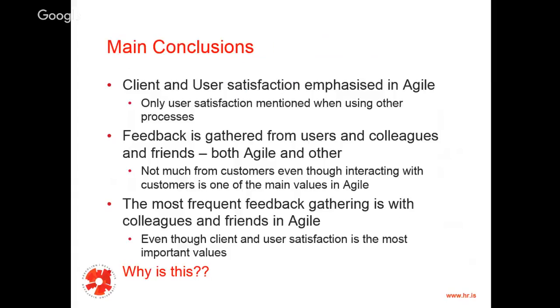So client and user satisfaction is emphasized in Agile, and feedback is gathered from users and colleagues, both by people using Agile processes and by people using other processes. It's not so much from users, even though interacting with customers is one of the main values in Agile. And the most frequent feedback gathering is with colleagues and friends, even though client and user satisfaction is the most important value. So there are contradictions in the material. But this could be because of the understanding of the concepts, or because we have only a few people.